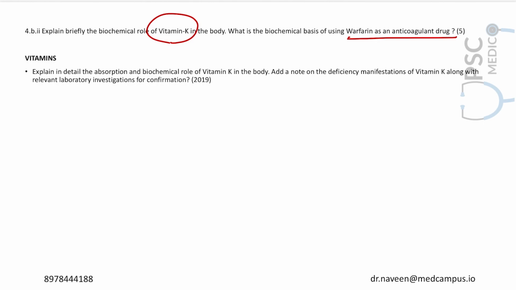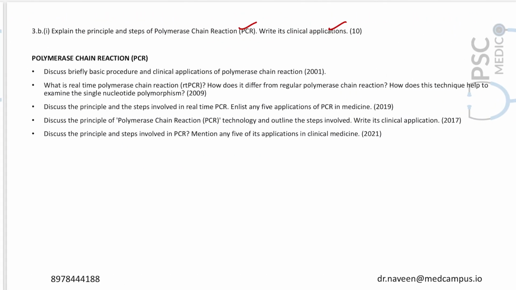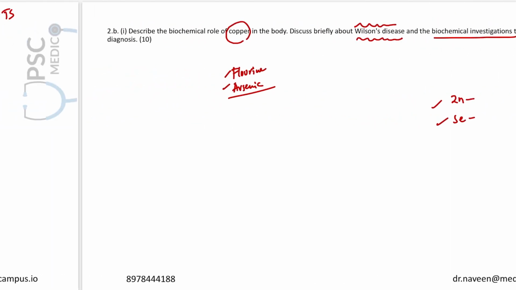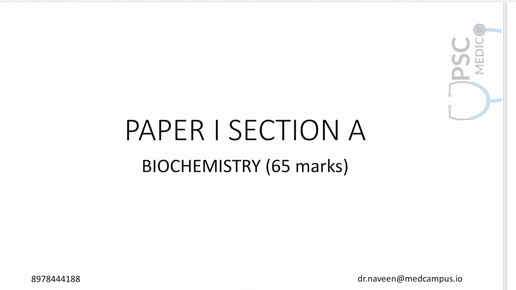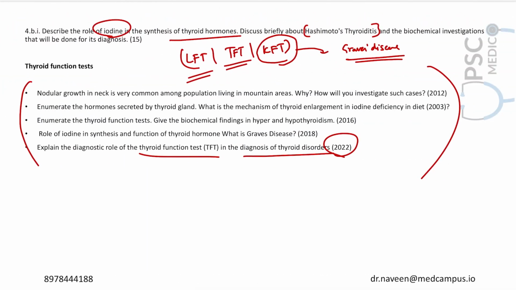It's again a kind of integrated way of asking a question. Okay, and vitamin K was already asked in 2019. What are the clinical deficiency manifestations and what are the laboratory investigations? Again, predictable biochemistry. No surprises, I think. Almost everything is covered either in the test series or notes, right?